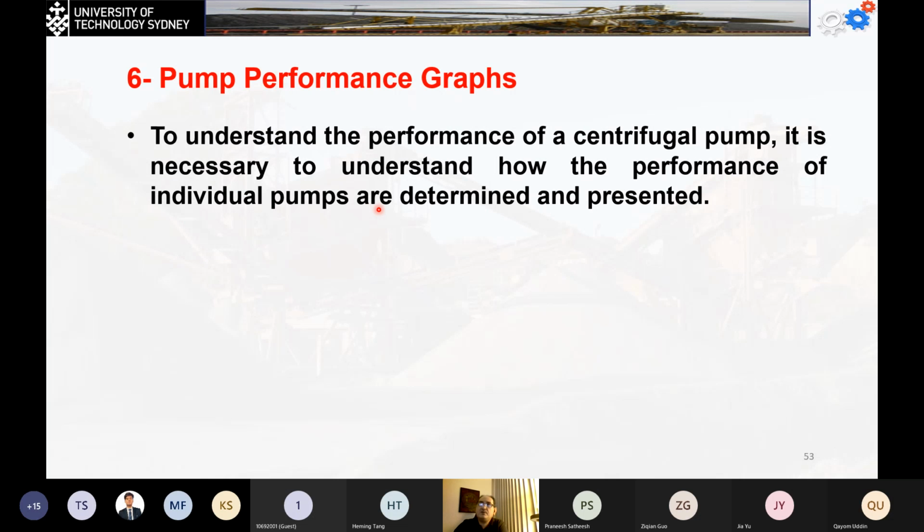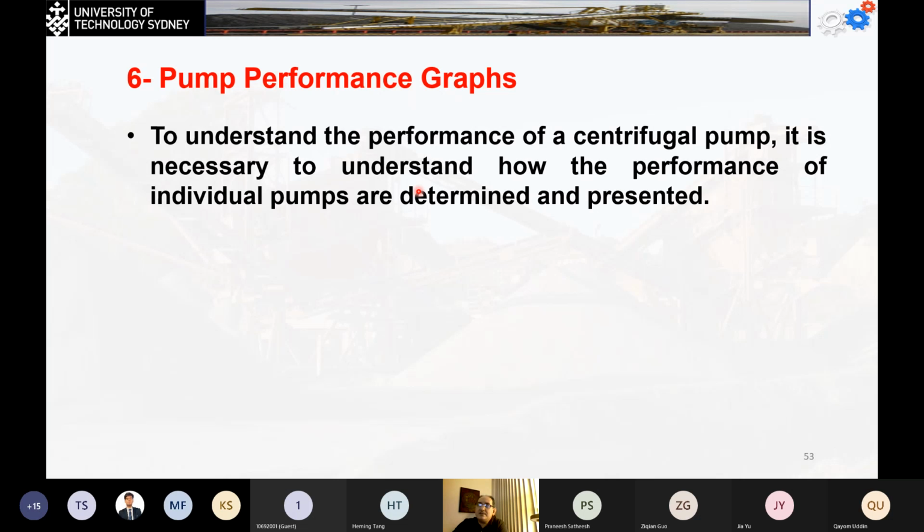Now we have something called the pump performance graphs, and I don't know if you used this one earlier in any subject. I don't remember that we have any subject where you should know how to use that. But in real life, you cannot select the pump without knowing how to read the pump performance graphs.